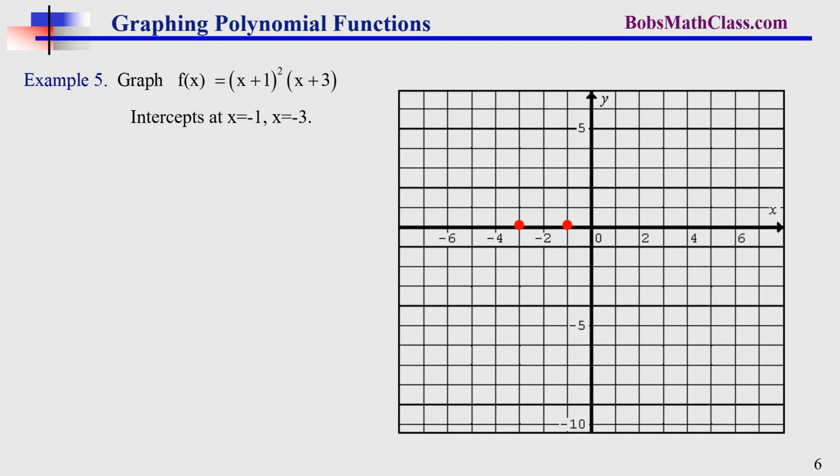Now, what numbers are we going to choose for our table? Right, -4, -2, and 0. All right, good job. And plug those into your calculator. Verify that those are the same numbers that I got. All right, let's plot those points. And remember what we said about -1. What happens at -1? Right, it bounces.